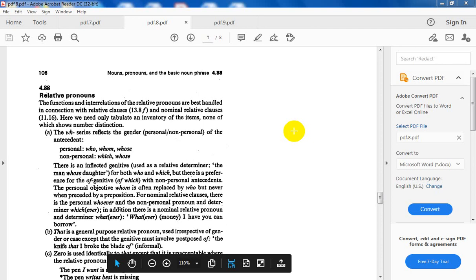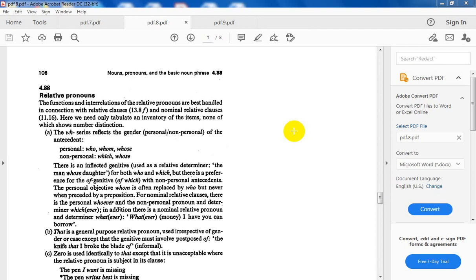Another subclass of pronouns are the relative pronouns, which we are all familiar with. From their name, relative pronouns try to relate sentences. The functions and interrelations of the relative pronouns are best handled in connection with relative clauses. يعني they try to what? To relate two clauses together.